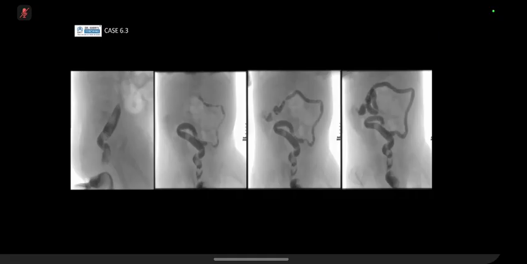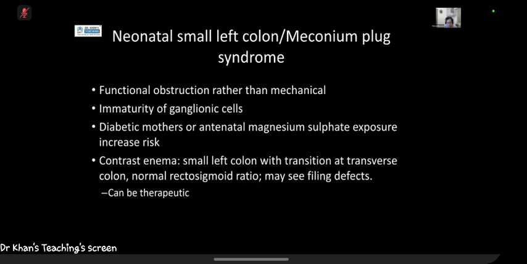Case 3, again a lower GI contrast study, and I think I still see a few filling defects within the lower descending colon, and then there is a microcolon again, and the small bowel loops are not opacified with contrast. Yep. So case 1, 2, and 3 are demonstrating different kids with a small left colon or meconium plug syndrome. Thank you for that.